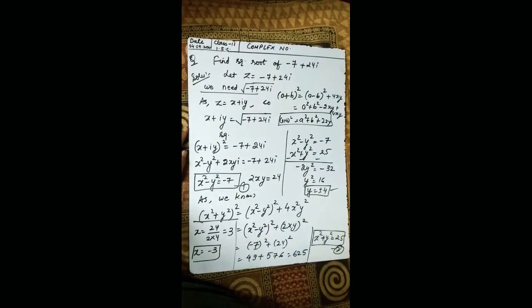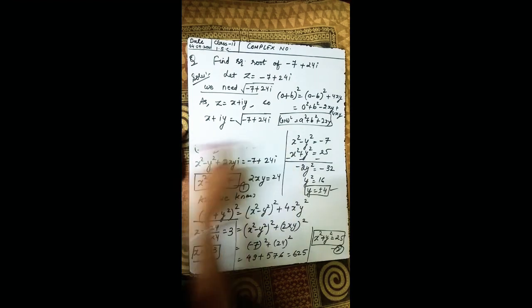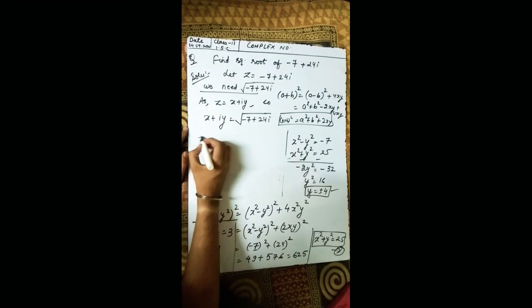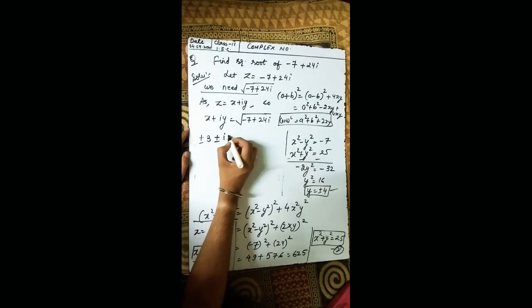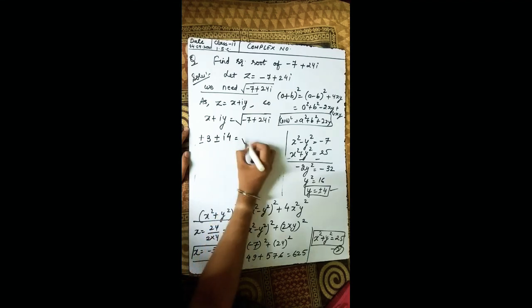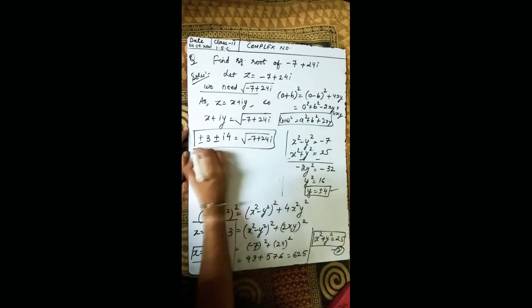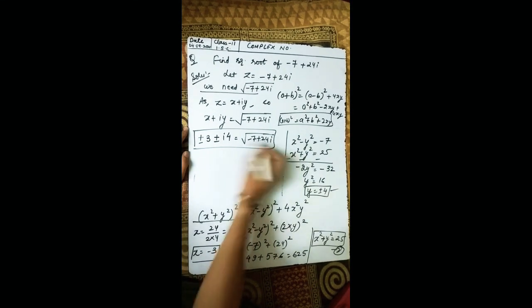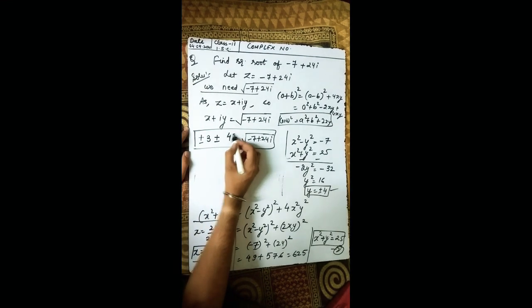So finally, at last what you have to write: x is plus minus 3 and y is plus minus 4. Under root of minus 7 plus 24i, this is the final answer. The square root of minus 7 plus 24i is plus minus (3 plus 4i).